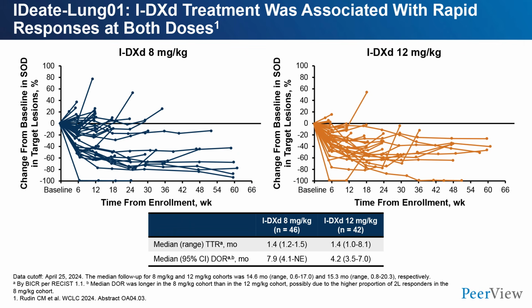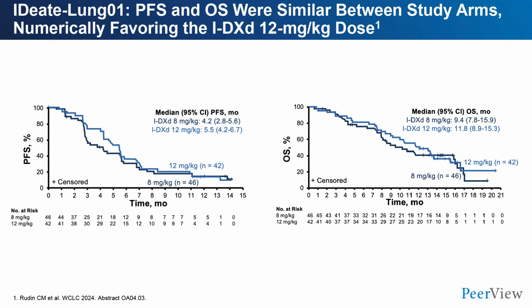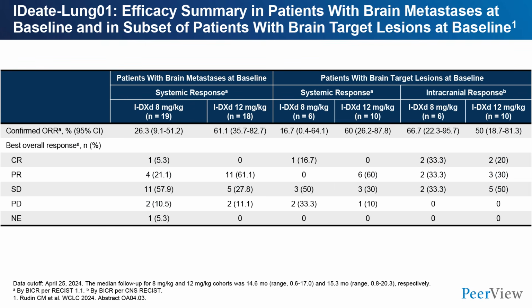Here are the spider plots, and you can see that there are a number of patients with some durability to this as well, with these spider plots extending out some of these responders even beyond a year. Here are the progression-free survival curves on the left and overall survival curves on the right. And somewhat similar, the median progression-free survival with the 12 mg per kg dose was 5.5 months and overall survival 11.8 months. And this is the dose that has been carried forward.